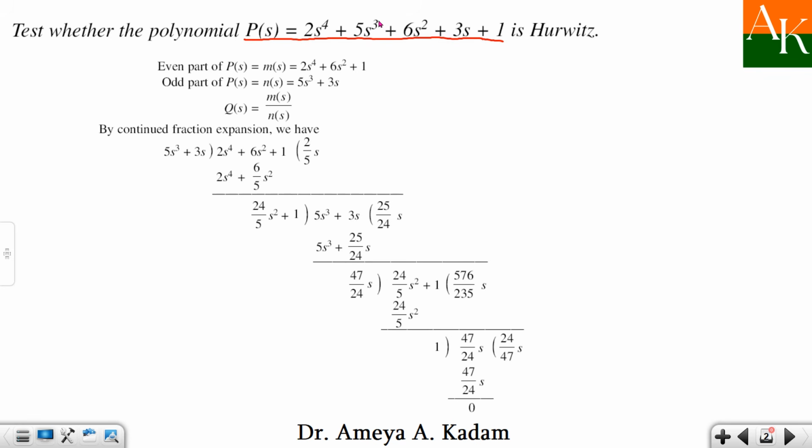So all the terms are present. So you can separate it out into two parts. One part is known as the even part of P of S and it is denoted as M of S, and it consists of the terms related to the even powers. So even this constant will get considered. Then you have to write down the odd part. So the odd part will be 5s cube and 3s.